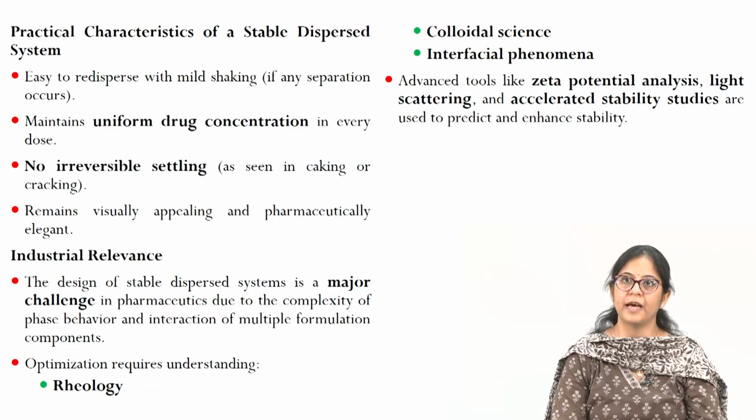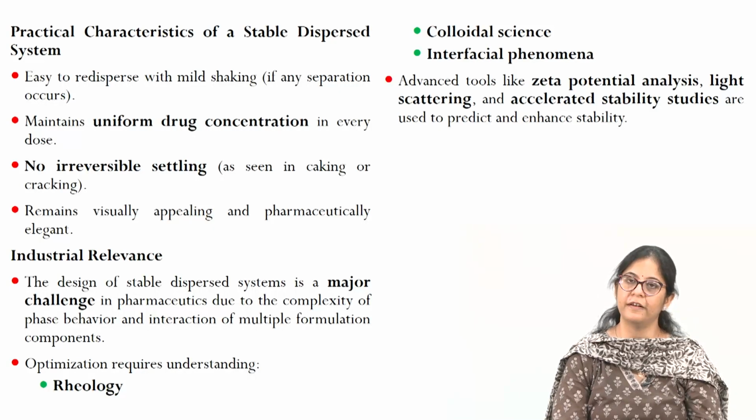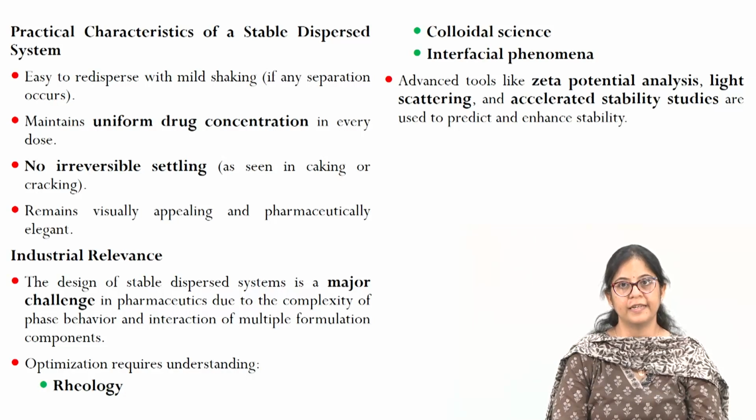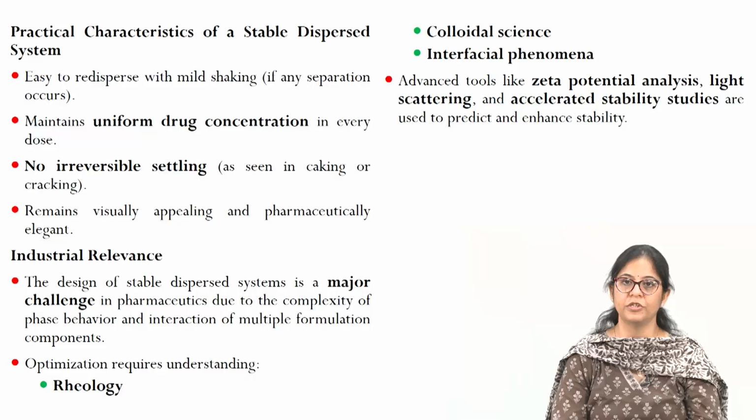So, the practical characteristics of a stable dispersed system, that is how you will identify them, are that they should be easy to redisperse with mild shaking, and if any separation occurs, it maintains uniform drug concentration in every dose. There is no irreversible settling as in caking or cracking, and it remains visually appealing and pharmaceutically elegant. The industrial relevance of the design of stable dispersed systems is due to the complexity of the phase behavior and interaction of multiple formulation components.